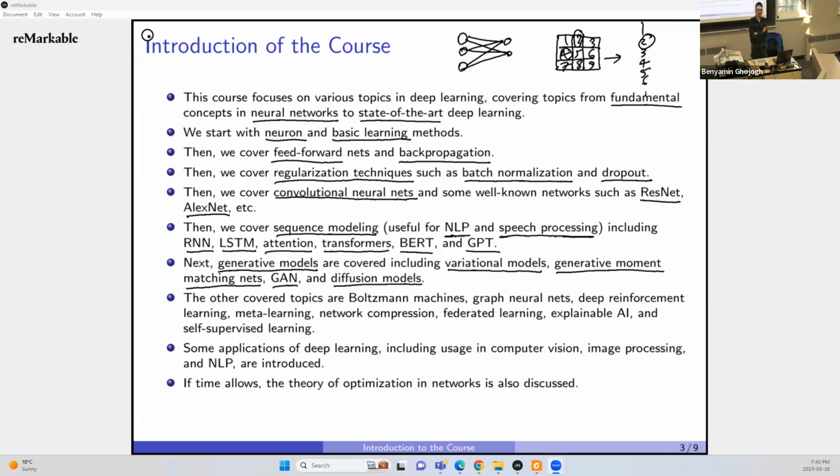But what about the distance or difference of two distributions? Two probability distributions. There are several techniques. One of them is KL divergence. One of them is maximum mean discrepancy. So we will cover these things, and generative moment matching networks are based on that. GANs are based on adversarial learning. GAN is short for generative adversarial network.